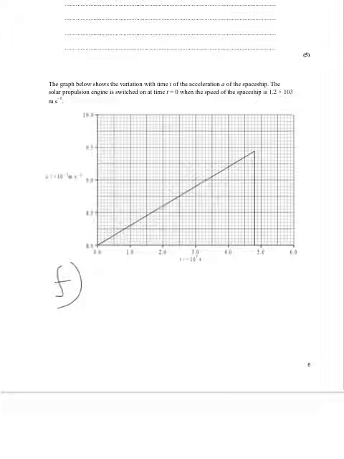So in F, you have to use the data from the graph to work out the speed of the spaceship when it runs out of fuel, which is here at 4.8 times 10 to the 7 seconds. Now in order to answer this question, you really need to understand what's going on with the spaceship. So let's look at that.